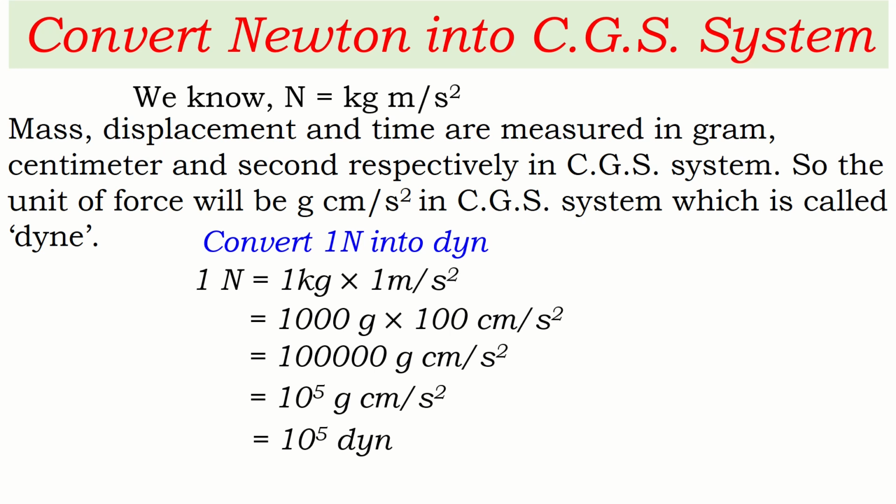But we know that gram centimeter per second square is dyne, and the symbol is dyn. So 1 Newton is equal to 10 to the power 5 dyne, or 1 lakh dyne. This way we can convert unit of one system into another system.